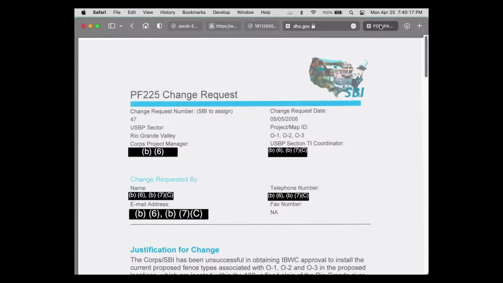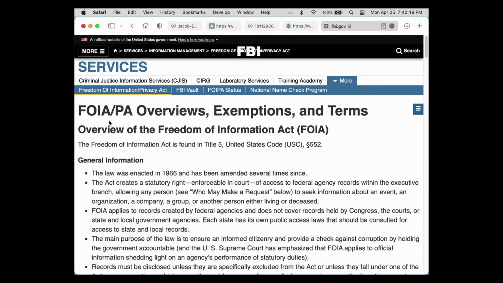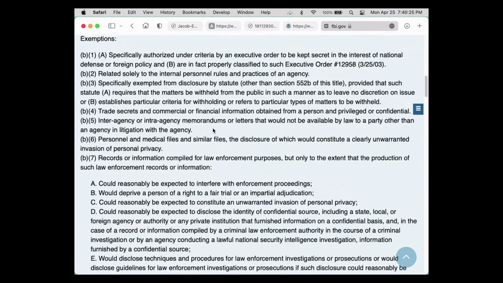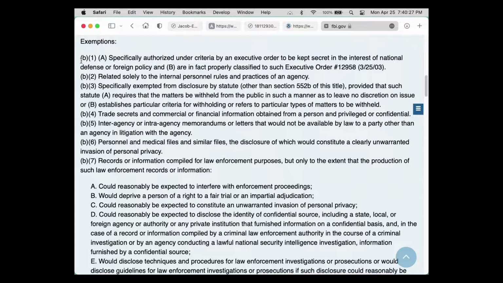And so I found this document, the FOIA PA overviews exceptions and terms. And in it we have these codes like B1A, specifically authorized under criteria by an executive order. B2, solely to the internal personnel rules. B3, specifically exempt from disclosure.